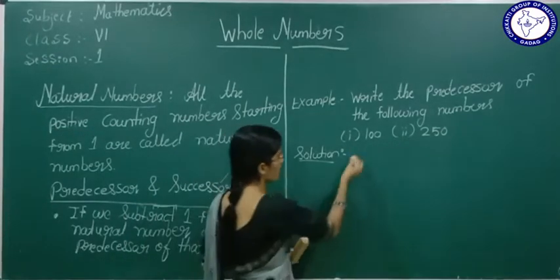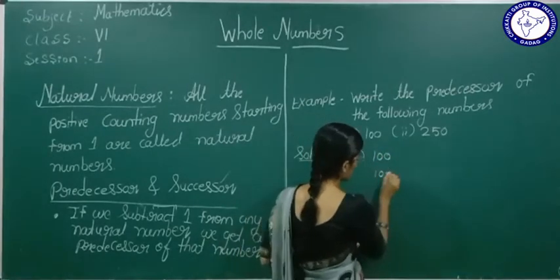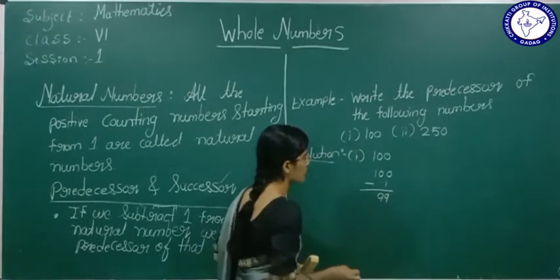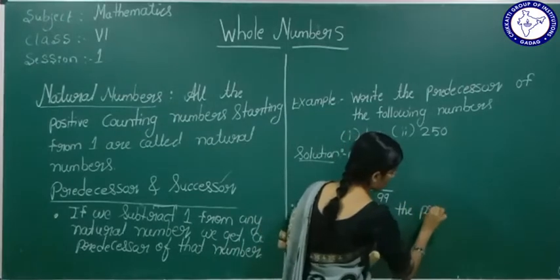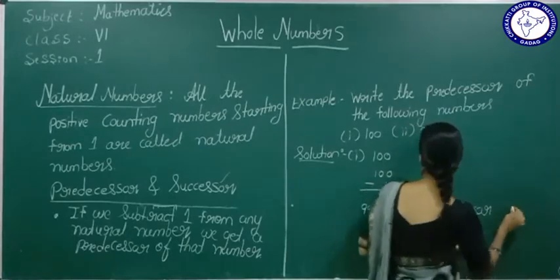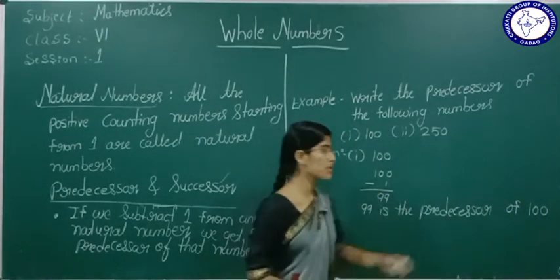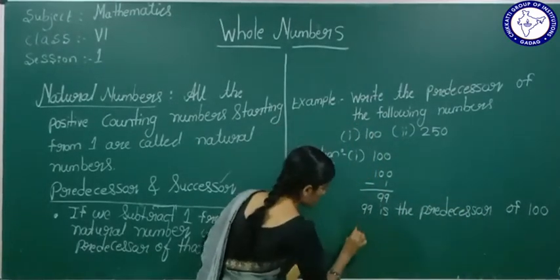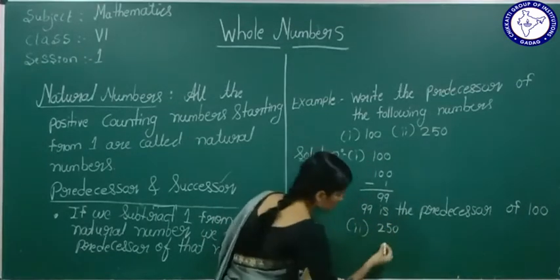Now see, 100, okay? 100 is there, no? 100 minus 1. What is 100 minus 1? 99. What we can tell? 99 is the predecessor of 100. Predecessor means before 100 which number will come? 99, right? Now 250. What is the predecessor of 250? What we have to do?